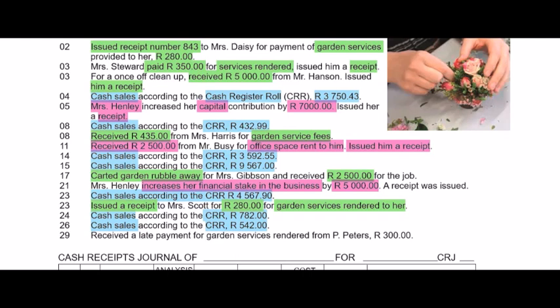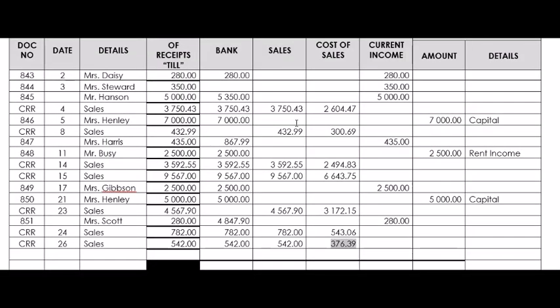And then lastly, on the 29th, we received a late payment. Don't worry about the fact that it's late. Okay, for garden services rendered from P. Peters, 300 Rand. Okay, so it's still for services even though it's late. It goes to its receipt number 852.